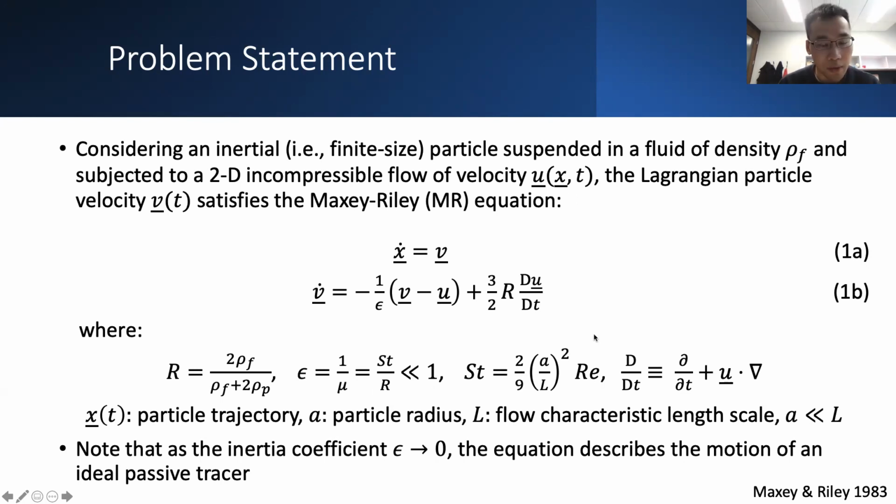And Stokes number is defined as this. You can see basically it is from the Reynolds number, but also considering the particle sizes. Here, d/dt is a material derivative. Here, if we consider the inertia effect coefficient goes to 0, then the equation basically describes the motion of an ideal passive tracer. So note that here the particles are actually non-interacting with each other.